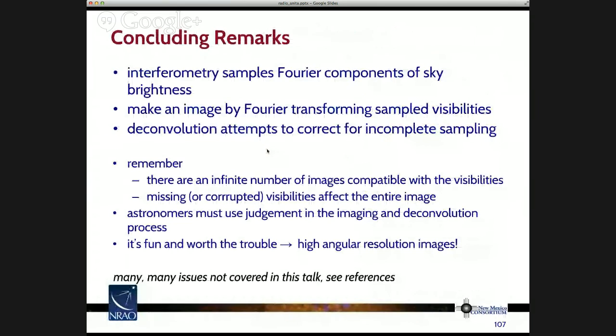My concluding remarks: this is what you need to remember from this lecture. Interferometry samples Fourier components of a sky brightness. You can make an image by Fourier transforming the sampled visibilities, but it's not a great image because of the missing and incomplete sampling, and deconvolution attempts to correct for this incomplete sampling. So remember that there are an infinite number of images compatible with the visibilities that you've measured, and that missing or corrupted visibilities affect the whole image.